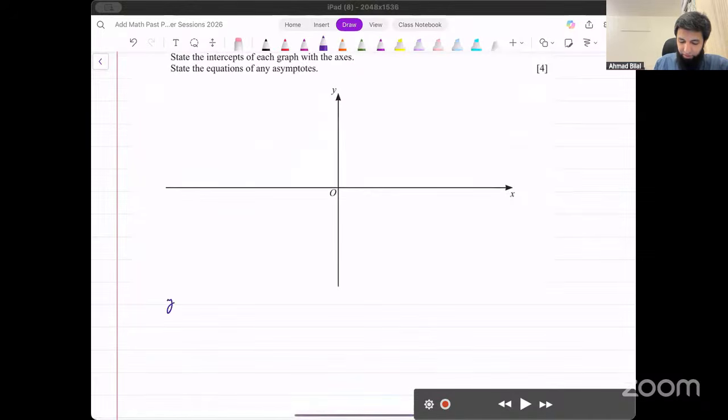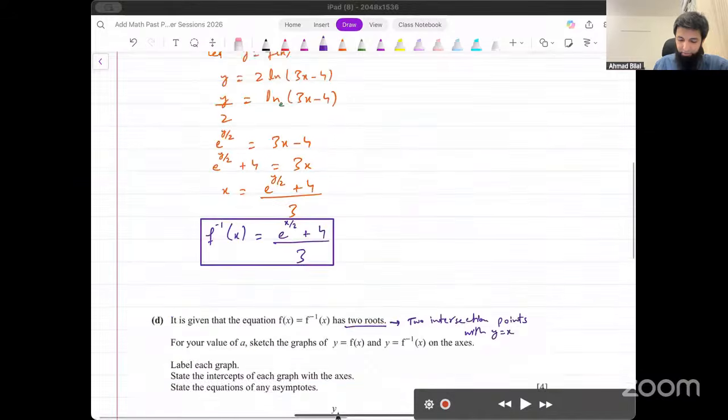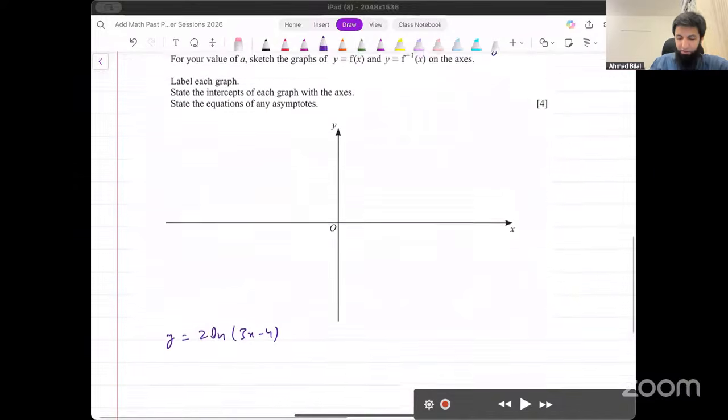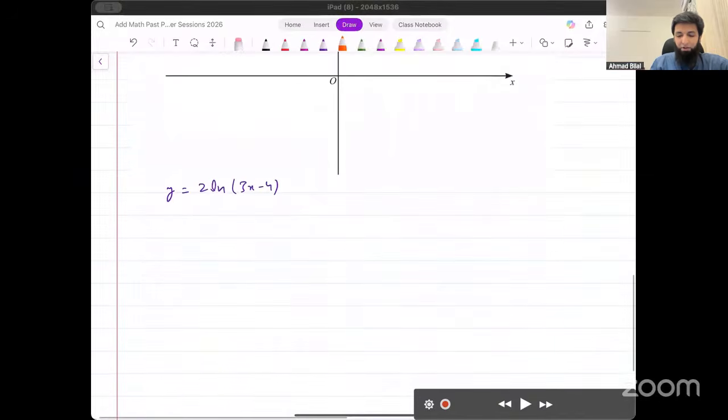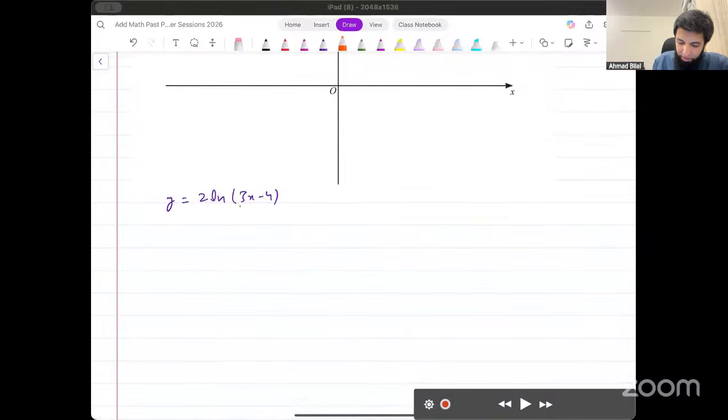The original function that we're given is y equals 2ln of 3x minus 4. For the log function, do we know how to find the asymptote? The asymptote is where the part inside the bracket is equal to 0. That is where the vertical asymptote is going to be. So 3x minus 4 equals 0, and the value of x we get is 4 over 3. For the log graph, that's the asymptote, a vertical line at 4 over 3.